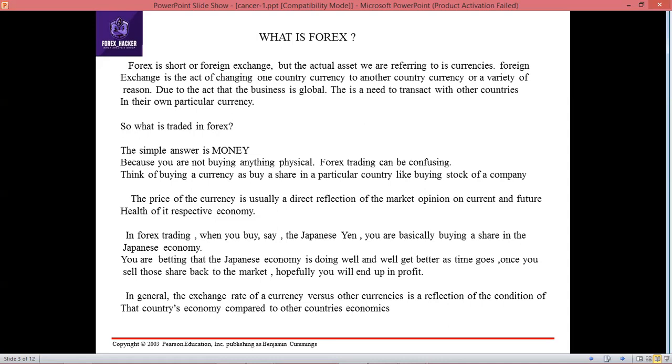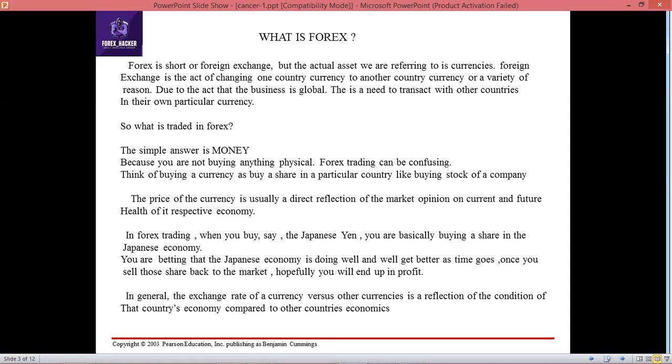So what is traded in Forex? The simple answer is money. What we'll be doing here is trading money, because you are not buying anything physical. Trading Forex can be confusing sometimes. So what I mean here is this. Let me just explain what we will be doing.